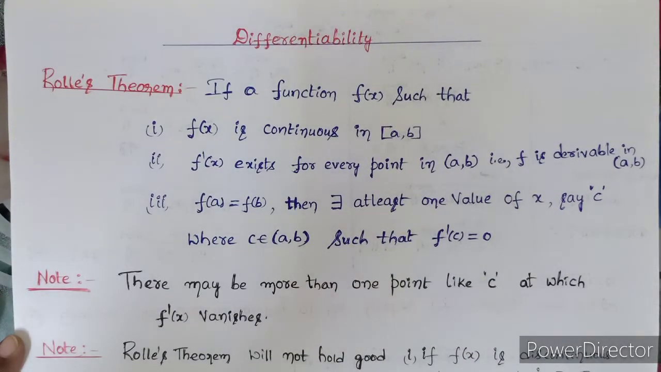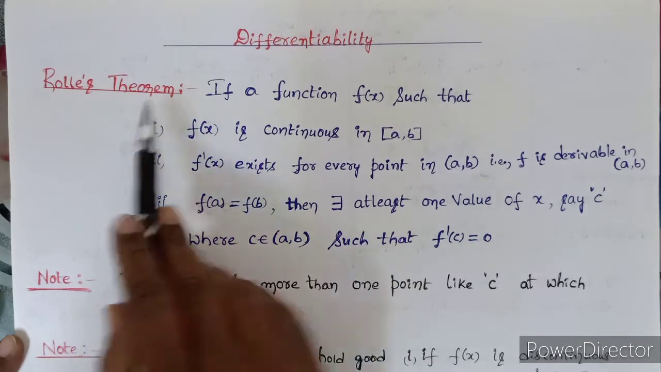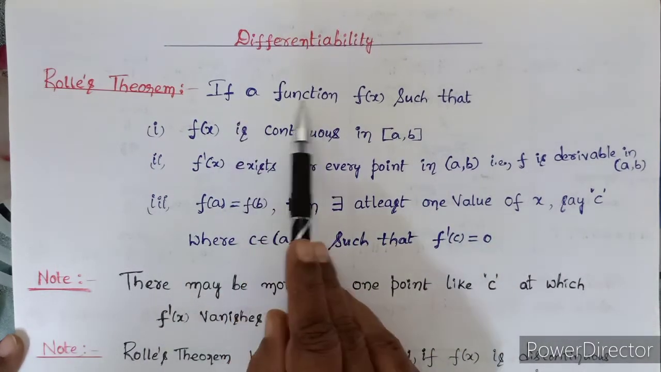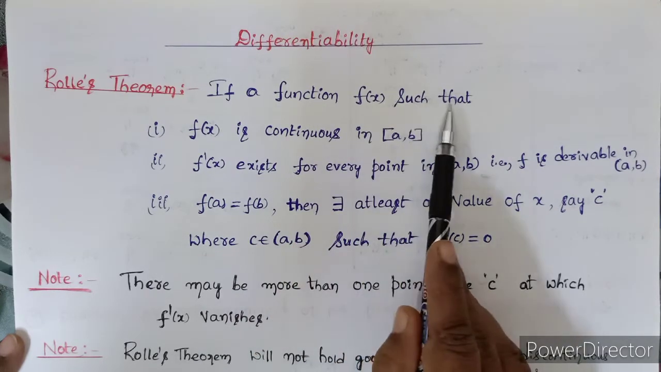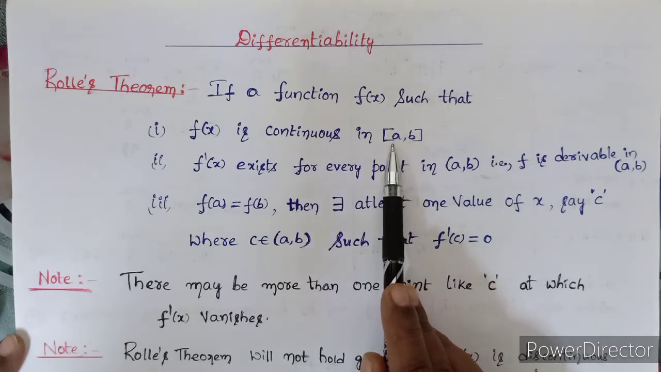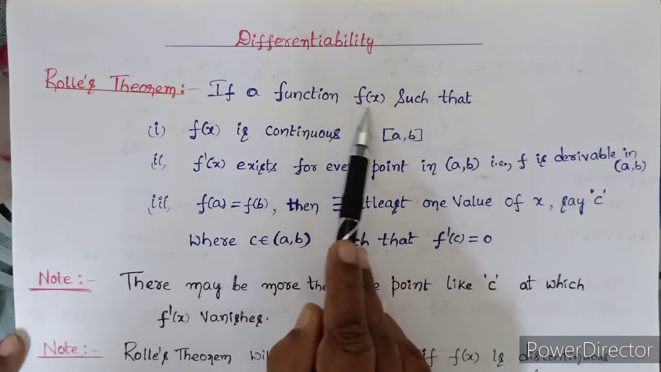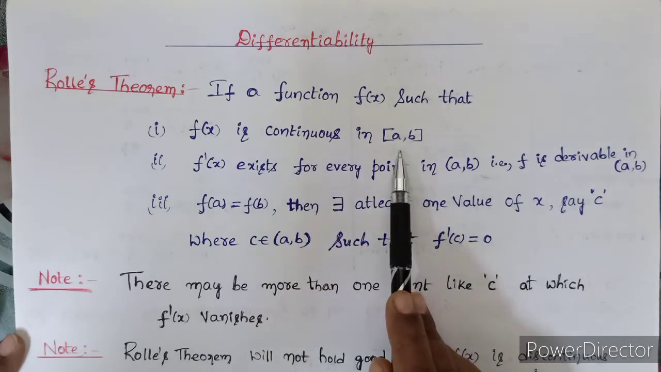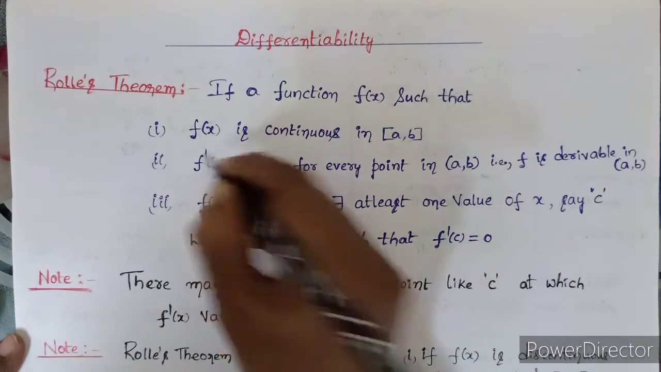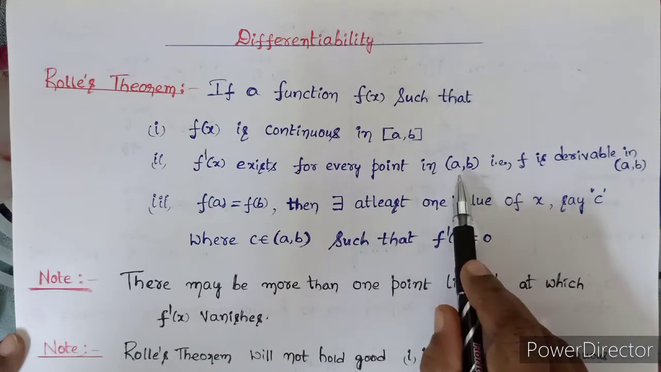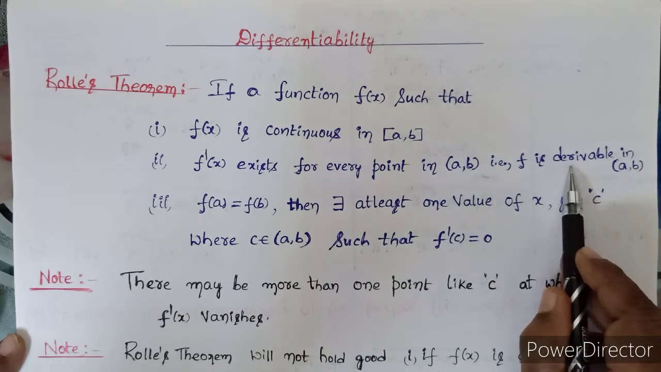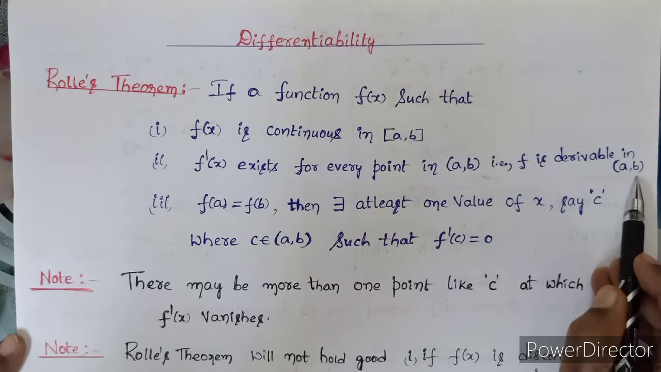Today I want to explain Rolle's theorem in the chapter Differentiability. Statement is, if a function f of x is continuous in the closed interval a comma b, this function must be continuous in the closed interval, and f dash x exists for every point in the open interval. That is, f is derivable, differentiable in the open interval a comma b.